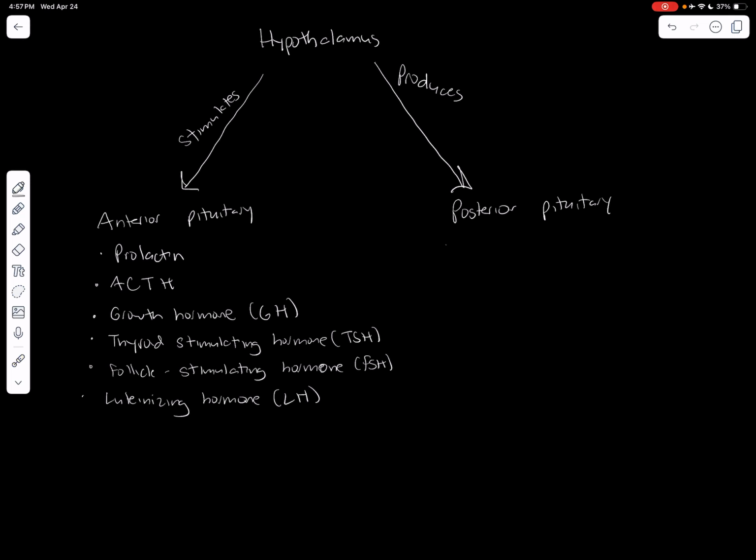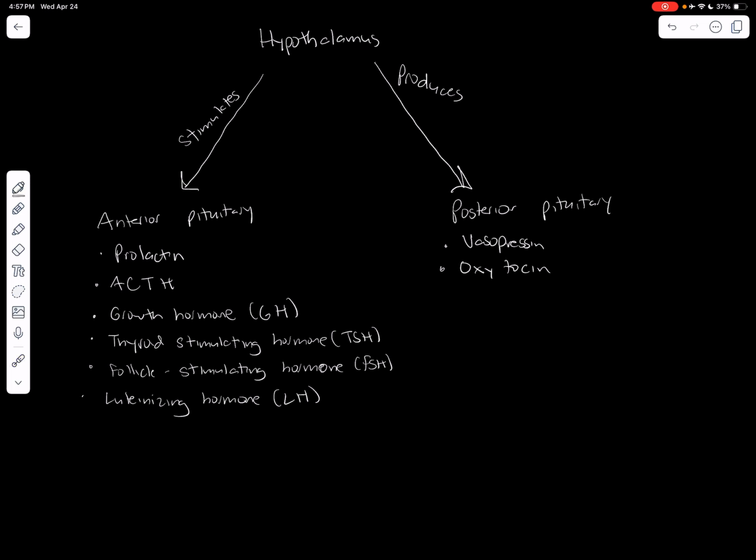On the posterior pituitary, there are only 2: vasopressin and oxytocin. We talked about vasopressin in the last unit, and we've talked about oxytocin in this unit. If you think about it, 4 of these 8 are reproductive hormones. I'm not going to get into the specifics of what these all do, but I want to remind you the hypothalamus stimulates hormones produced by the anterior pituitary, while the hypothalamus produces hormones that are ultimately stored in the posterior pituitary.